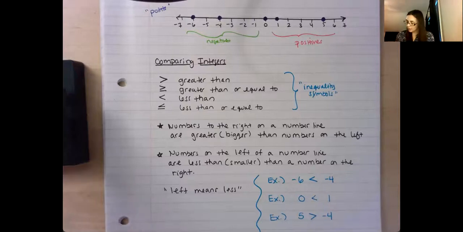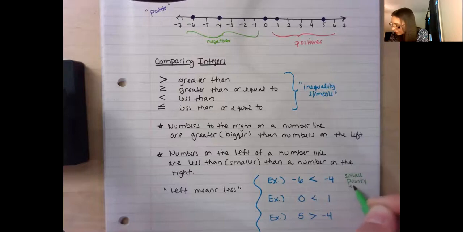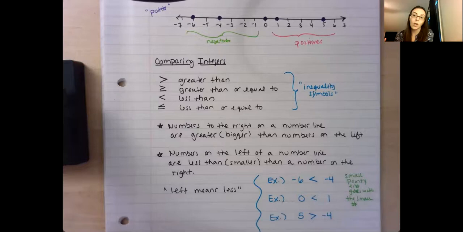Okay. The other thing you may want to notice, a good little trick for inequality signs, is do notice that the small pointy end goes with the small number. So that small little pointy end is always pointing towards the smaller number.